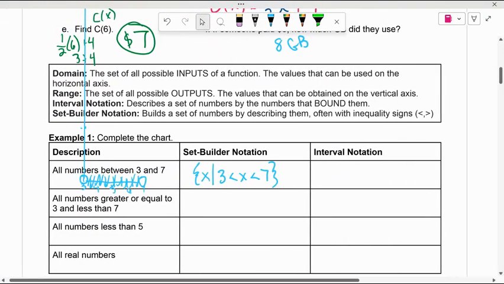So all we're saying is that we're starting at 3, comma, we're going to 7, and those numbers are not included, they're open circles, so we have parentheses. So that's it for interval notation. It's a lot less work, and that's kind of the good part.